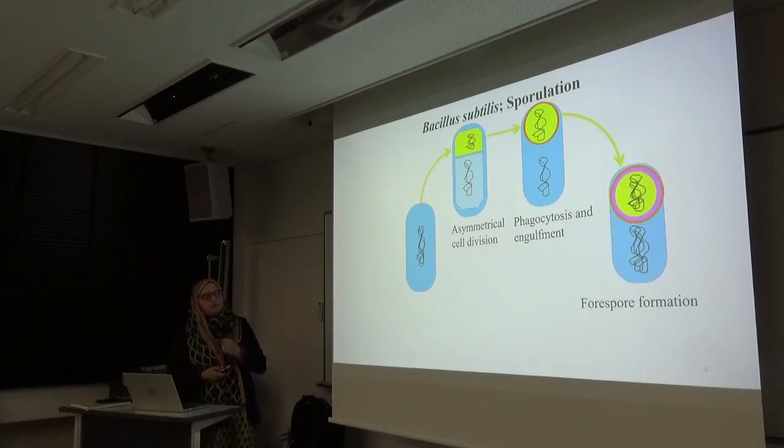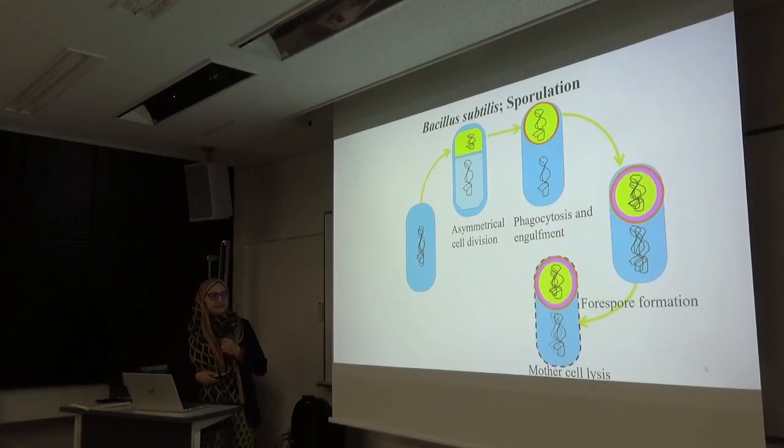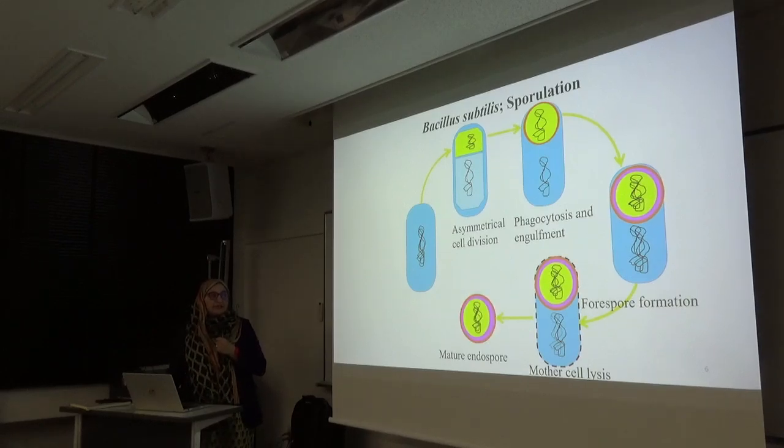In the formation of the forespore, two membranes surround the spore, and this structure is known as the forespore. As soon as the forespore formation is completed, the next step is the beginning of mother cell lysis. As soon as the mother cell completely lyses, the forespore is released into the environment. And this forespore is now a mature endospore because of its complete structure.